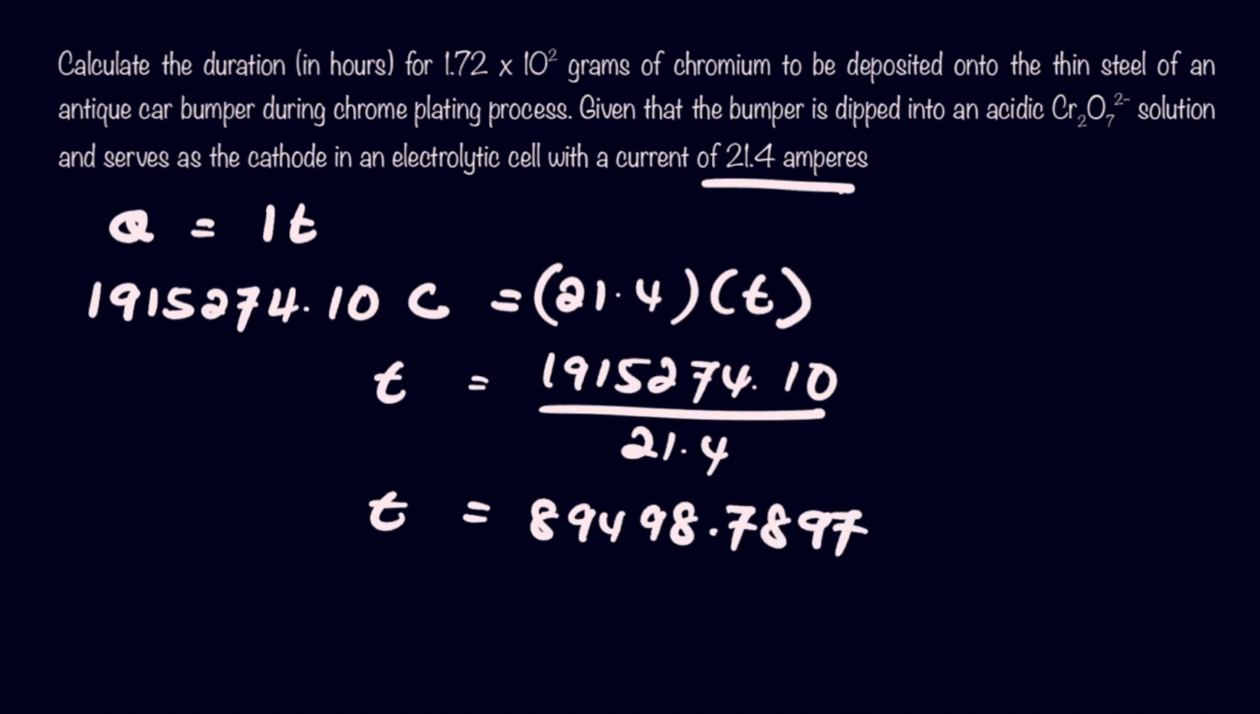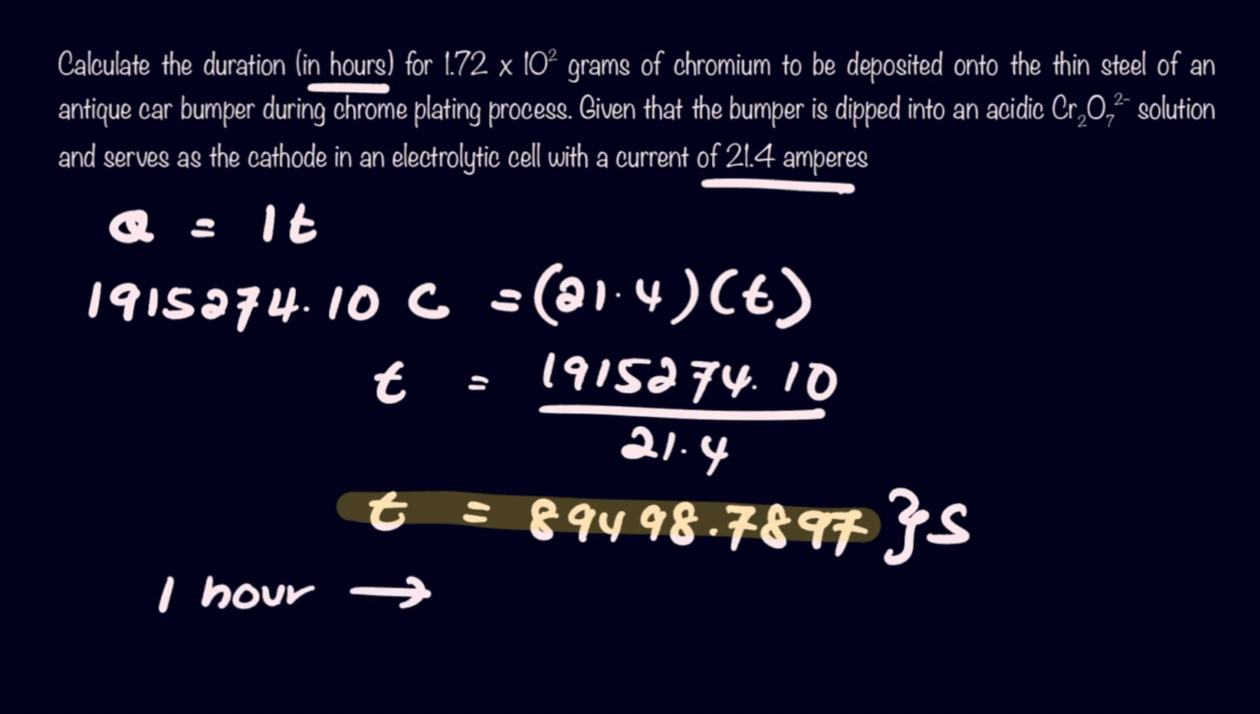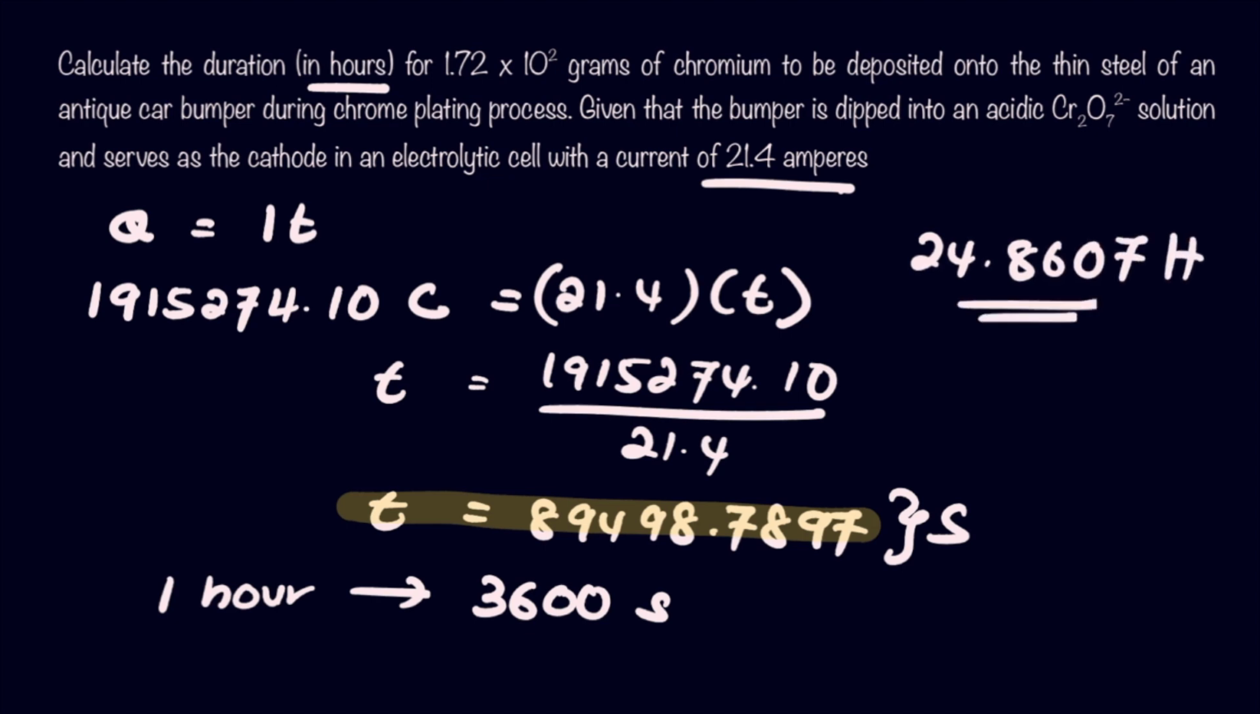So your time, you will get equivalent to 89498.7897. Alright, so remember the time you have calculated now is in seconds, but in the question you were asked to convert it to hours. So remember that 1 hour is equivalent to 3600 seconds. So we are going to convert again to hours. It means this value we need to divide by 3600. Therefore, you will get 24.8607 hours. So this is the final answer for the third question.